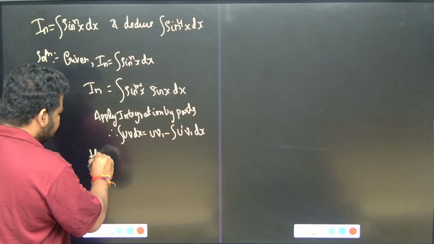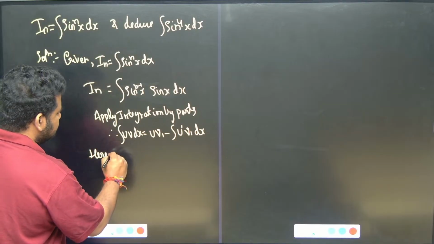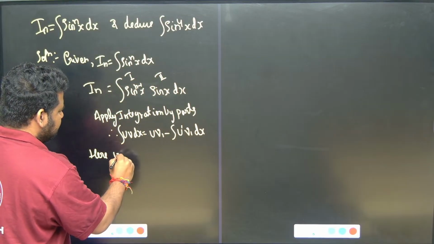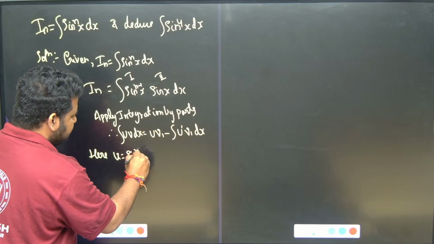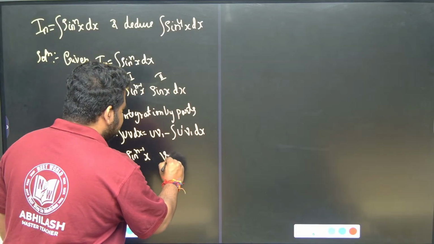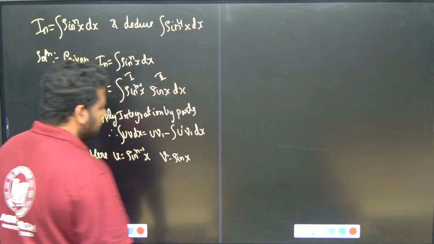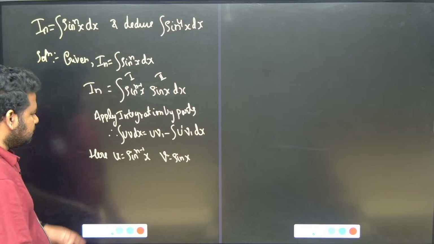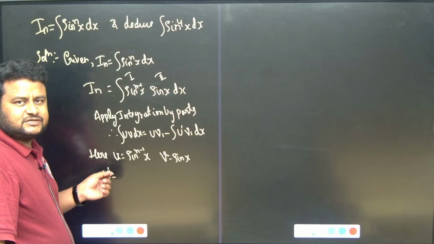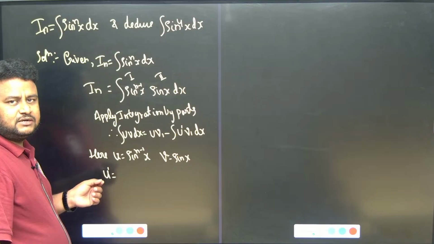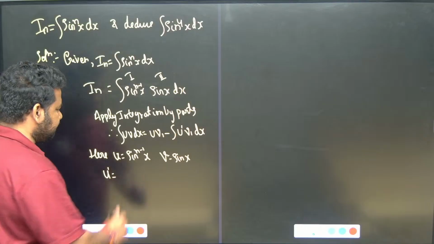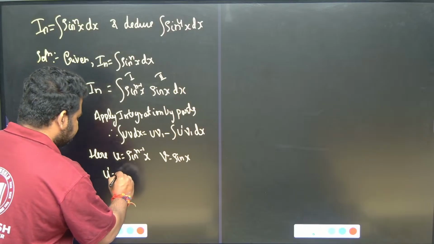Here, what do we have? This is the first function, and this is the second function. So u will be equal to sin n minus 1 x, and v will be equal to sin x. Now what will happen to this u dash? It is d by dx of x to the power of n, which is n times x to the power of n minus 1. So this will become what?